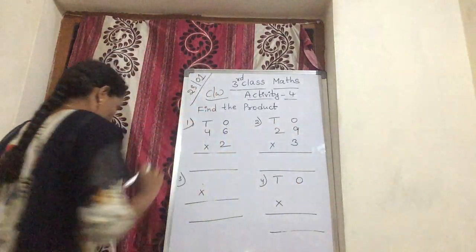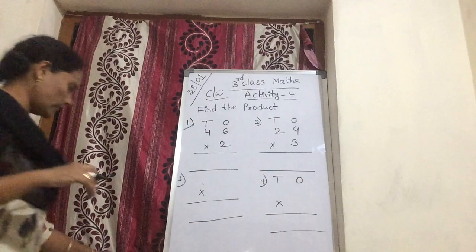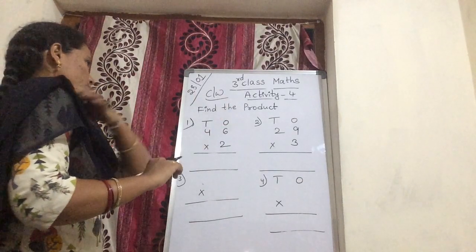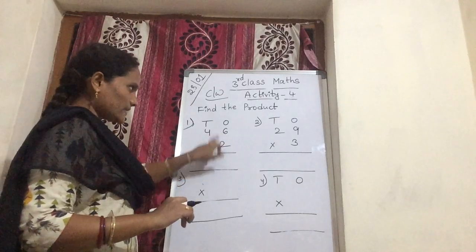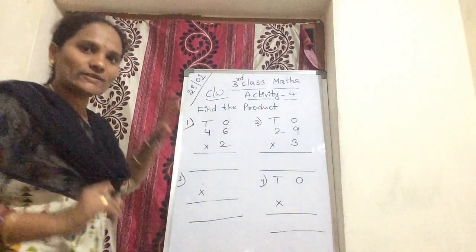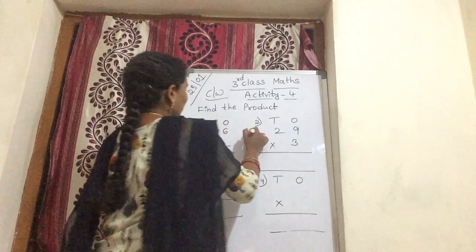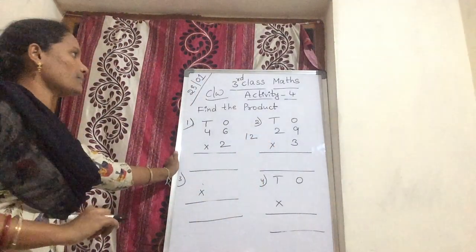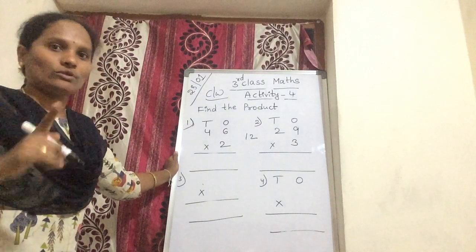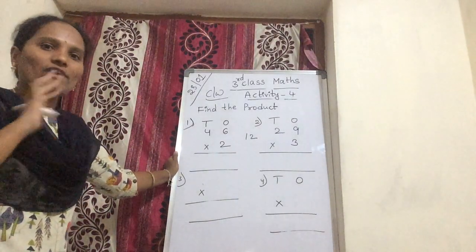Okay. We know the 2 table, children. Once read the 2 table. 2 1s are 2, 2 2s are 4, 2 3s are 6, 2 4s are 8, 2 5s are 10, 2 6s are 12. 2 6s are 12. You get how much, Amma? 2 6s are 12. In the previous activity, you get only a single digit number. Only you get a simple 1 digit number.